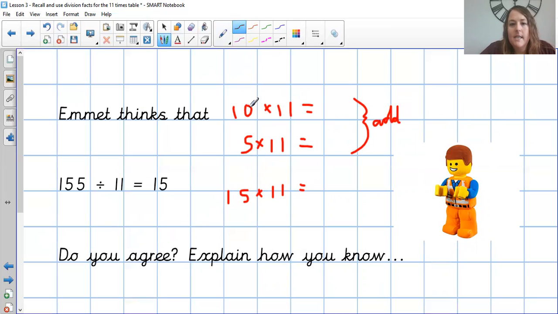So 10 times 11 is 110. 5 times 11 is 55. And if I add those together, 0 add 5 is 5. 1 add 5 is 6. And 1 add nothing is 1. So we actually get the answer 165 and not 155. But it's all about the way you explain how you know. So I used the facts there that were easiest to make 15 times. Okay.